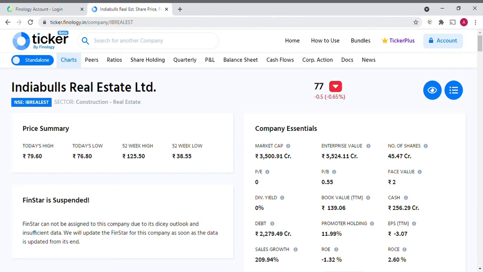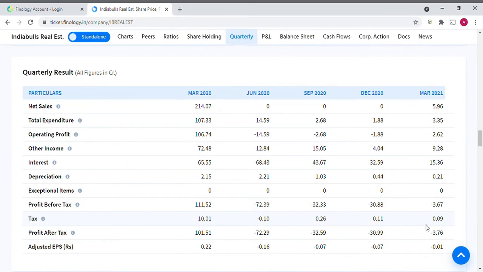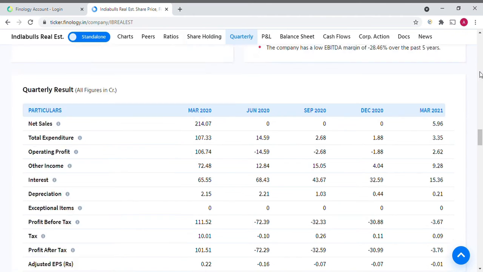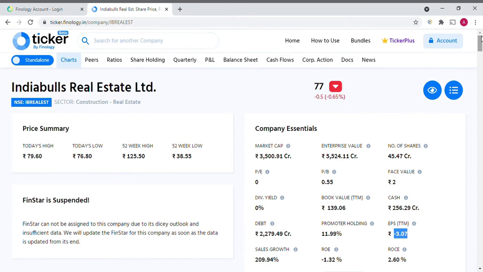Here you can see that a few companies have PE which is 0. So what does that mean? That means that the company is not providing any profit after tax. So if you go and check right here, the profit is in minus. That means the company is in loss. So therefore, their EPS is also in minus. And since they don't provide any profit, they have no PE value.